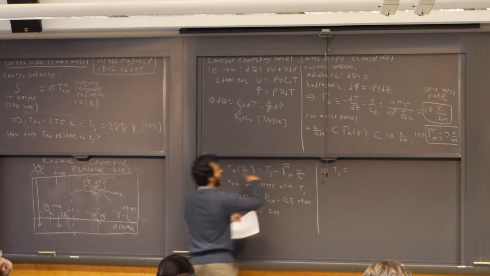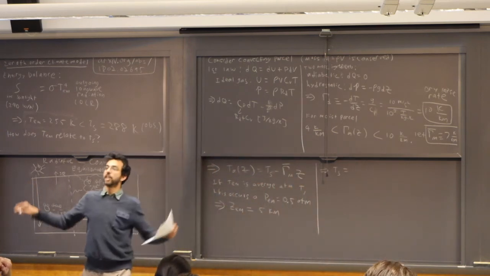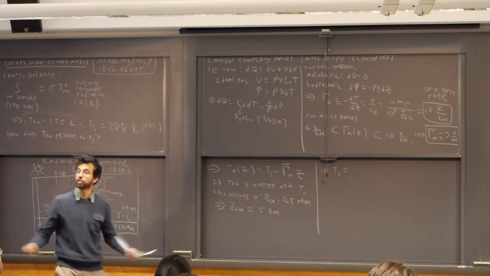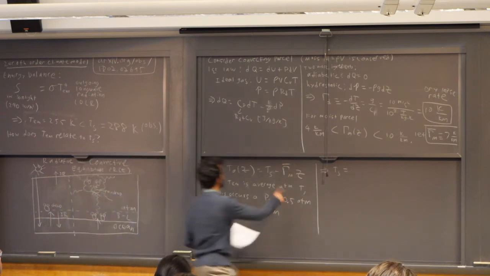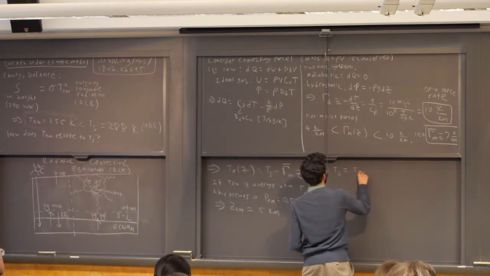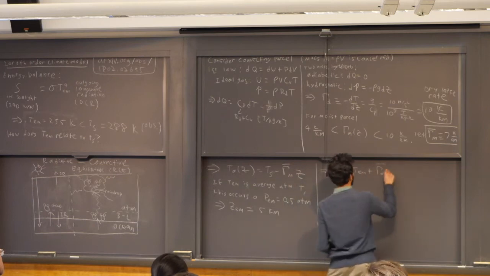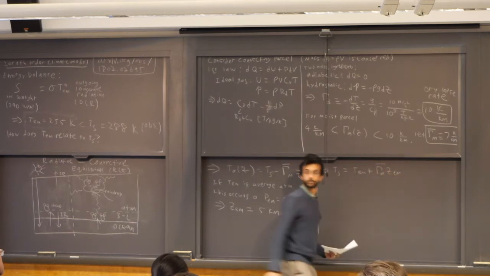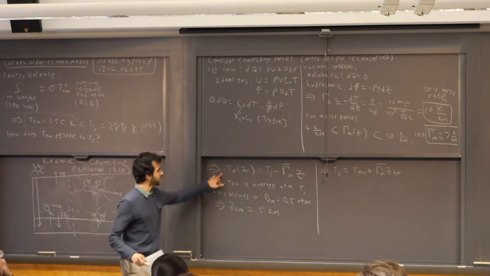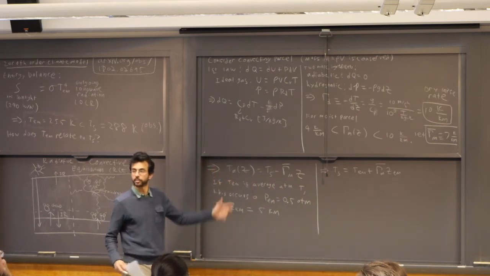So what I'm going to do is evaluate this equation at this emission height, where I should have the emission temperature. So Ts equals T emission plus gamma m bar, the average lapse rate, times Z emission. Evaluating this at the emission height and rearranging a little bit.